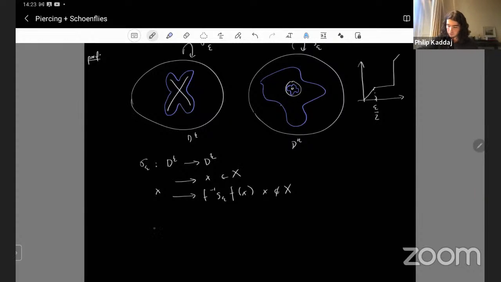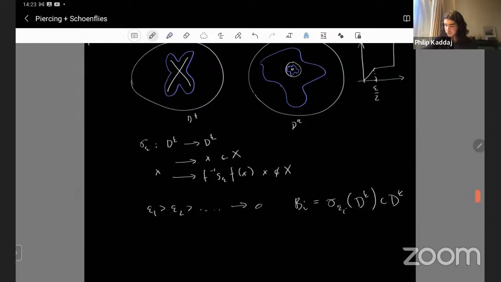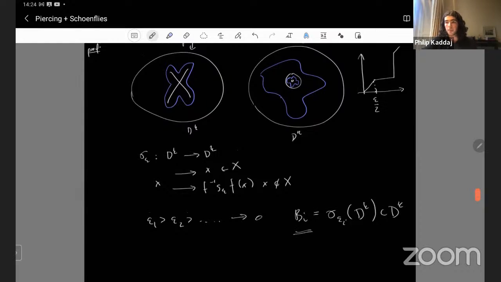So then we can complete the proof by just picking a sequence of epsilons which tends to 0, and then define the balls as, and these will be the cellular set.